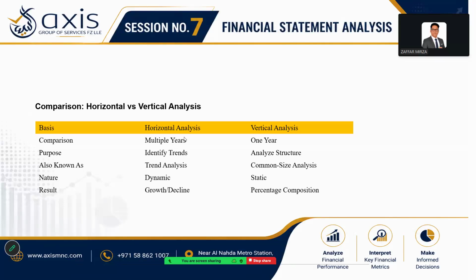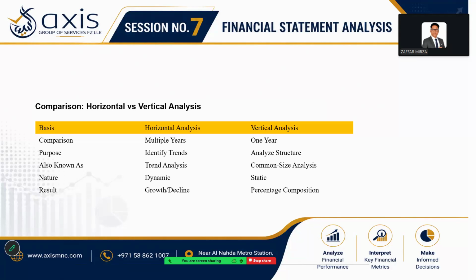Basis of comparison: horizontal analysis will compare multiple years, vertical analysis will compare one year. For horizontal analysis, the formula to compare multiple years is current year minus previous year divided by previous year multiplied by 100. Whereas vertical analysis is one year. When preparing vertical analysis of an income statement, you need to take the base as sales, 100%. Then each and every item of the income statement will be divided by sales.